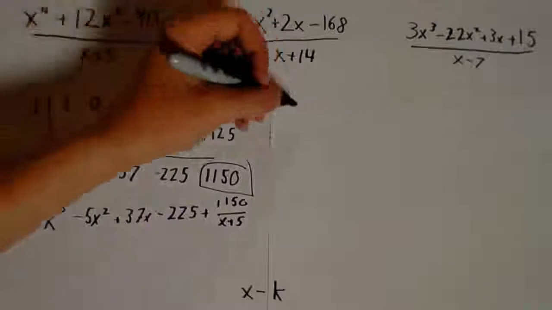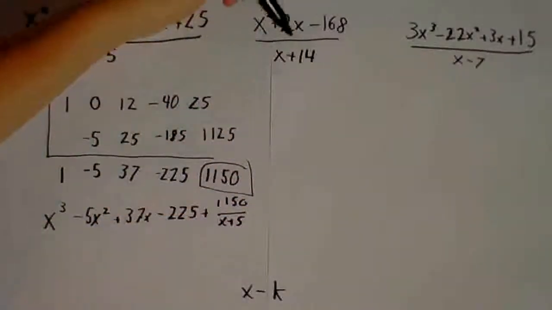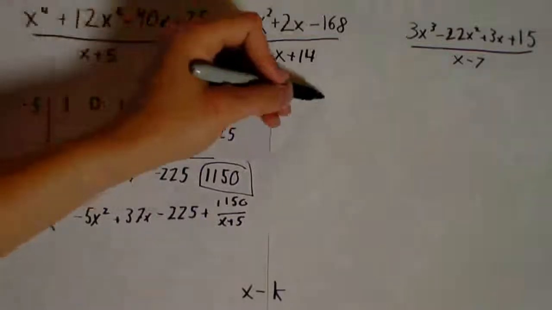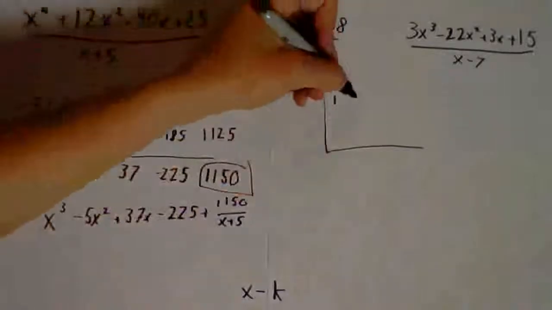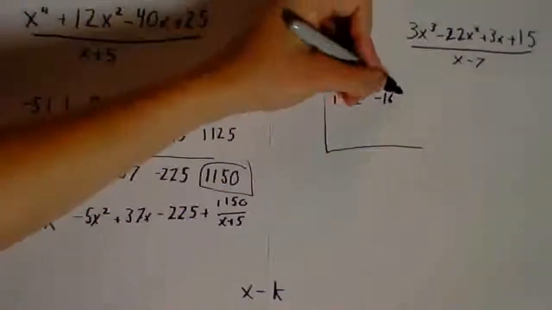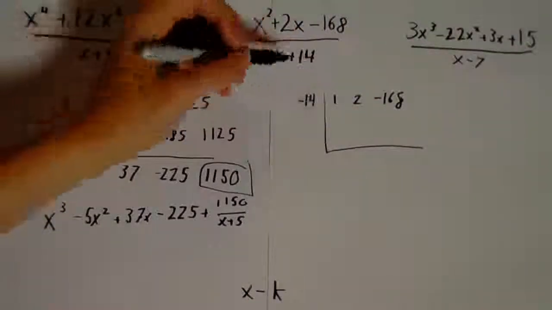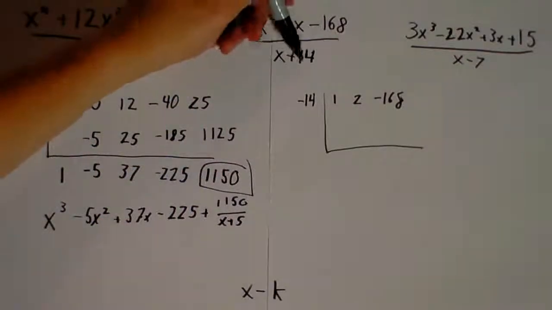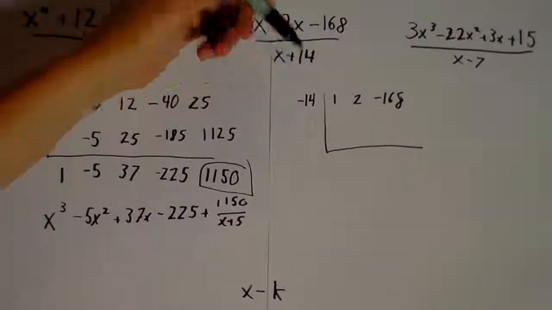Alright, maybe this one will be a little easier, we'll see. We've got x squared plus 2x minus 168 over x plus 14. Alright, for this one, we're going to, again, use the coefficients and use synthetic division. So we've got 1, 2, and negative 168. And our k in this case is negative 14. Your k is always the opposite of what's added to x. So if you have x minus 14, your k is going to be positive 14. If you have x plus 14, your k is going to be negative 14.